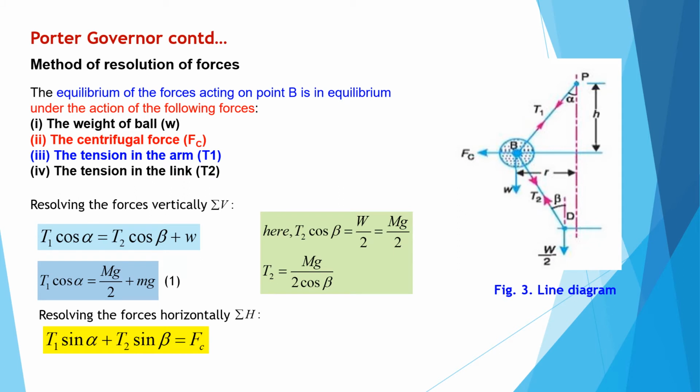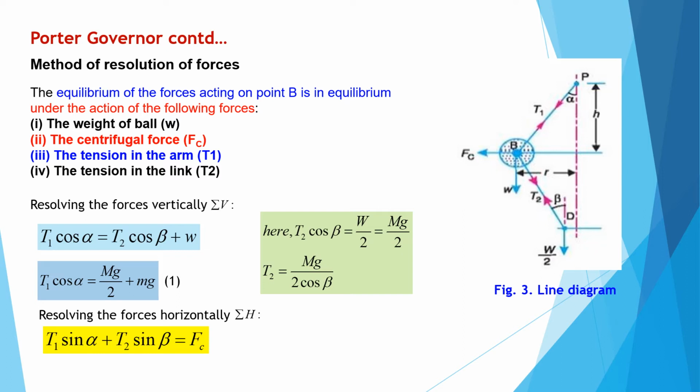The method of resolution of forces. Here on the ball there are four forces acting: centrifugal force in the outward direction, weight of the ball in the downward direction, tension T1 in the arm, and tension T2 in the link. First we resolve the vertical forces. Then T1 cos alpha is equal to T2 cos beta plus mg.